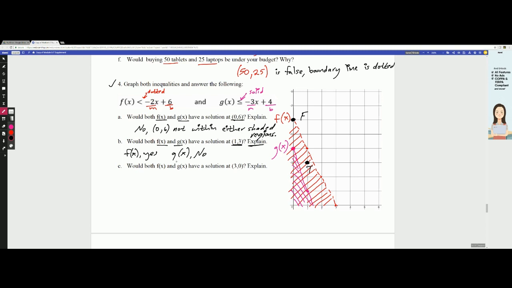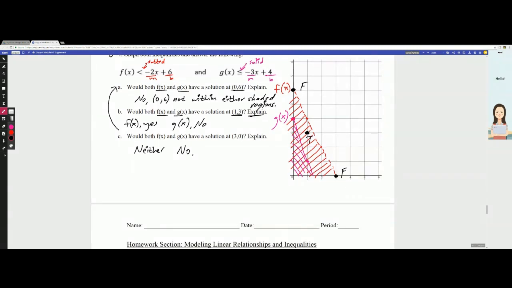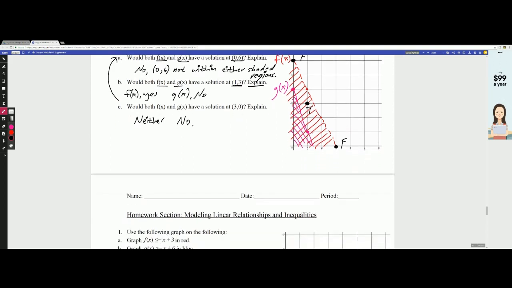I'm just doing that one verbally. All right, would both f of x and g of x have a solution of 3, 0? Let's take a look. 3, 0. No, for neither. And it's very similar to part A. They're not in the shaded region, and it's on the boundary line for f of x, but the boundary line is dotted, so no.